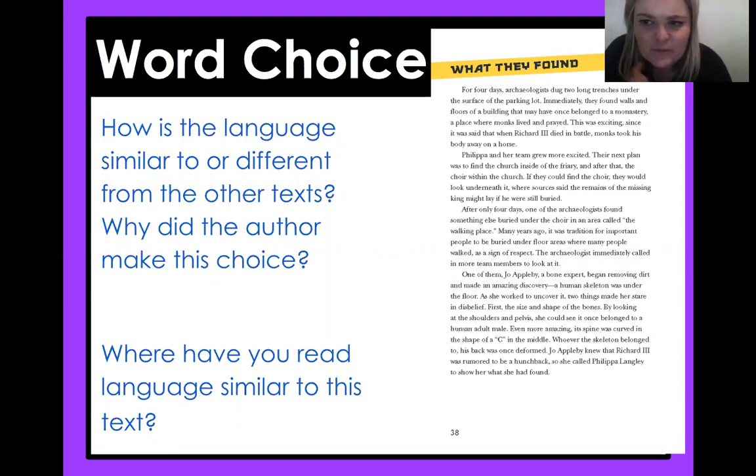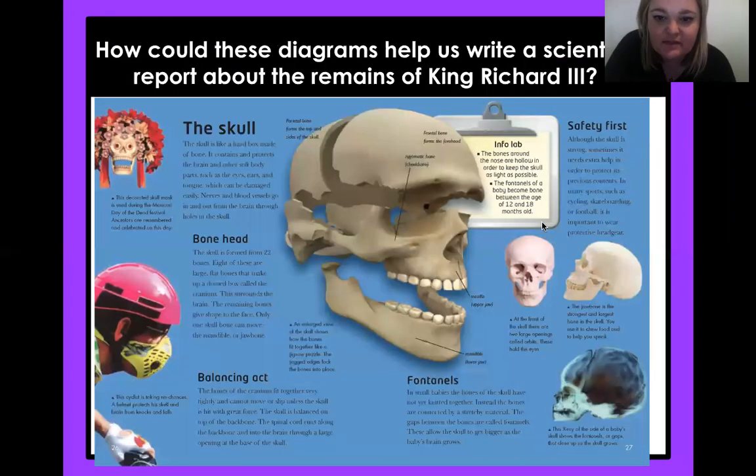Where have we read language kind of like this or similar? Yeah, I read blogs. I don't know if you've read anything like that where people tell stories online. That kind of is what reminds me. It could be like a magazine if you read those. Different things like that remind me of this.